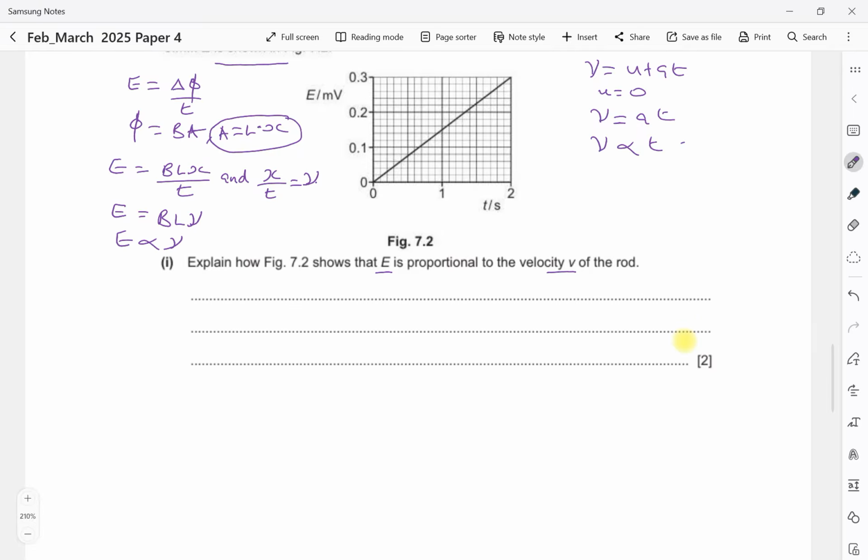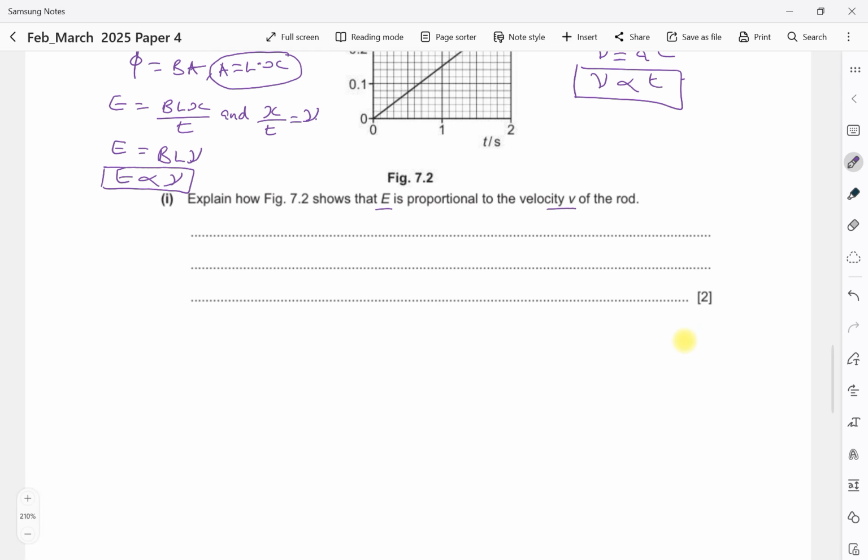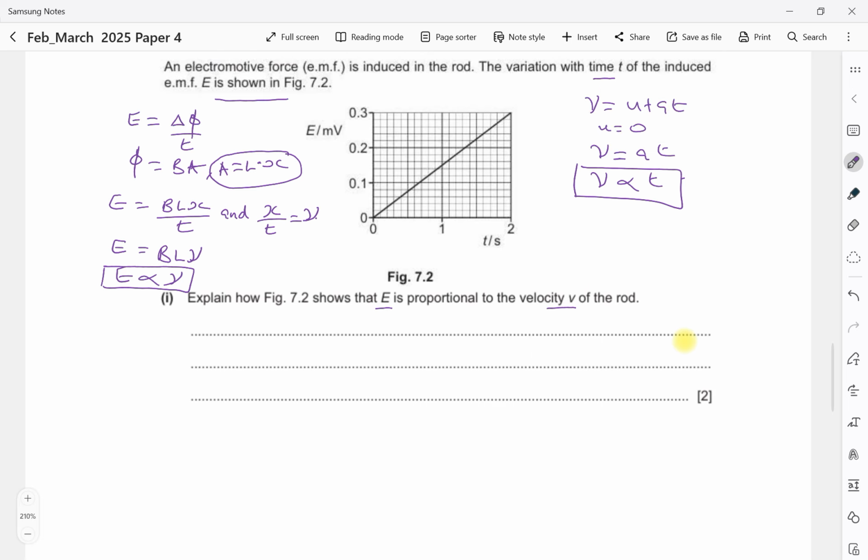Now we have that V is directly proportional to T, and E is directly proportional to V. So here I said V is directly proportional to T, and E is also directly proportional to T from the graph. We see that E is directly proportional to T. This means that E is directly proportional to V. Alternatively, I have just shown you this to show that E is directly proportional to V.